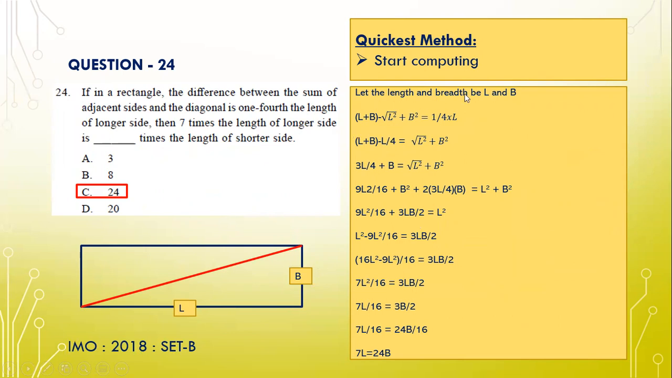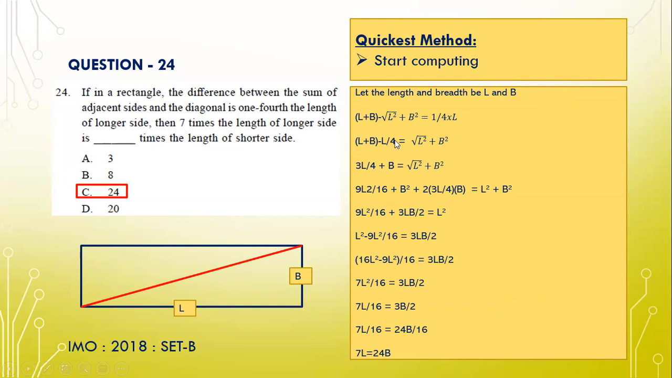So the sum of the length and the breadth minus the diagonal, the difference between the sum of the adjacent sides and the diagonal. So length plus breadth minus the square root of L square plus B square is equal to 1/4 the length of the longer side, 1/4 of L. So L plus B minus, this L upon 4 you bring to the left hand side. So minus L upon 4 is equal to minus the square root of L square plus B square, you take on the right hand side. So now L plus B minus L upon 4. So it is L minus L upon 4.